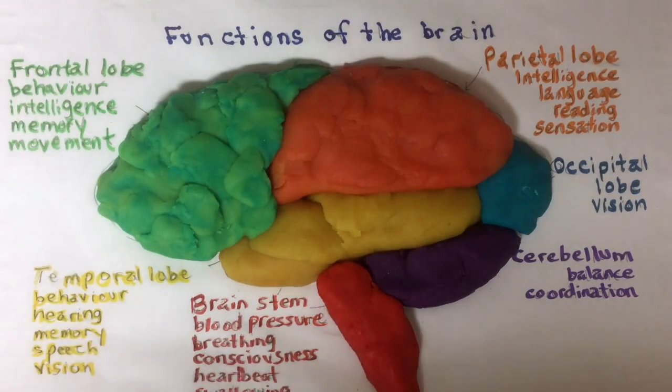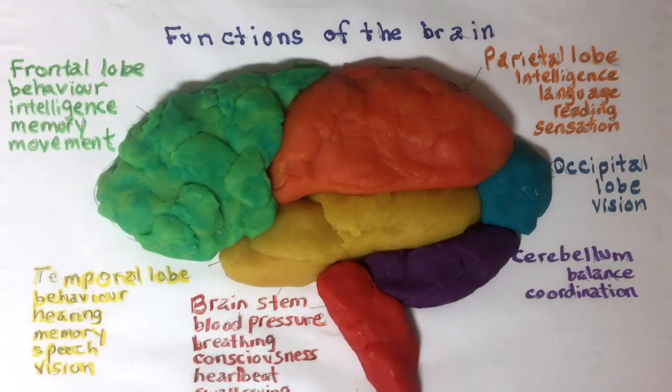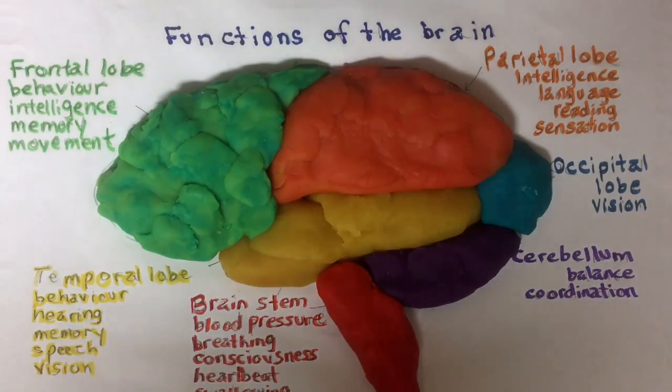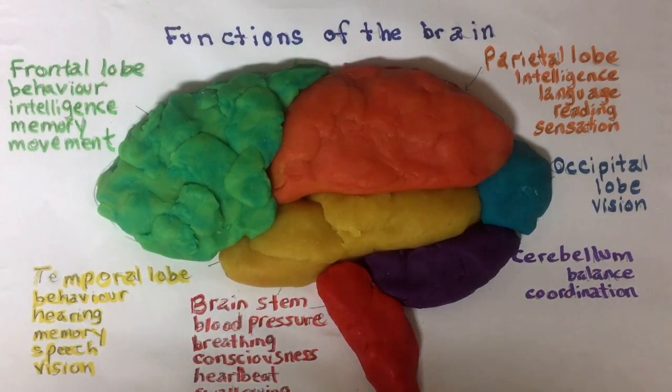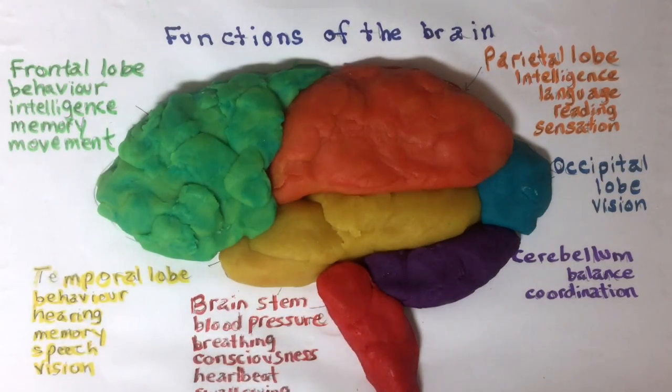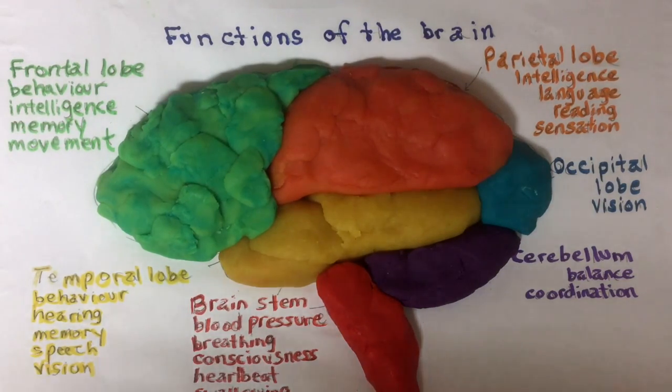Then you have the occipital lobe, which is blue, and the occipital lobe is responsible for processing information from the eyes. So it's just visual processing. Then we have the cerebellum, which is balance and coordination, so it keeps you upright. And lastly, we have the brainstem, which deals with blood pressure, breathing, heartbeat. And if you get damage to the brainstem, it could be seriously fatal.